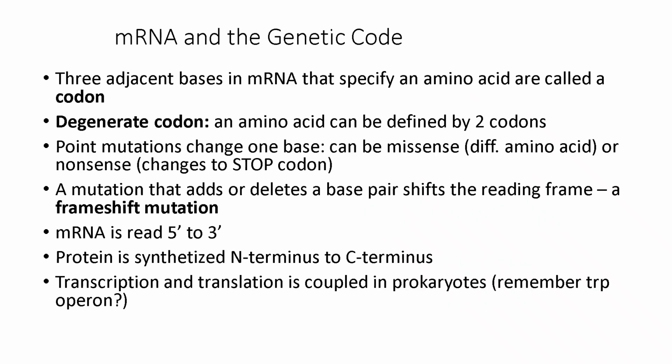Protein synthesis relies on the genetic code carried by messenger RNA, or mRNA. Each group of three adjacent bases on mRNA forms a codon, which specifies a particular amino acid. This code is degenerate, meaning multiple codons can encode the same amino acid. Point mutations can alter the codon, resulting in missense mutations, where one amino acid is substituted for another, or nonsense mutations, where a stop codon is introduced. Frameshift mutations, caused by insertions or deletions, can alter the reading frame and severely disrupt protein function.